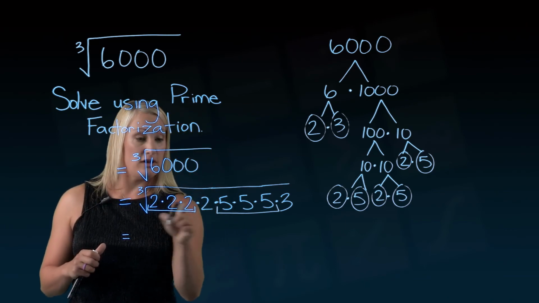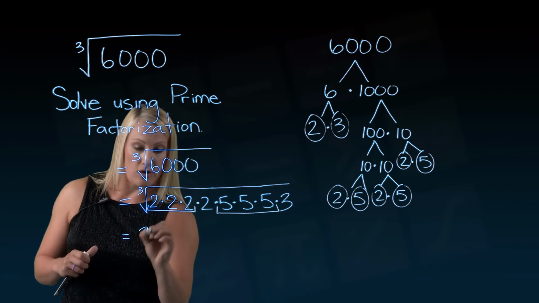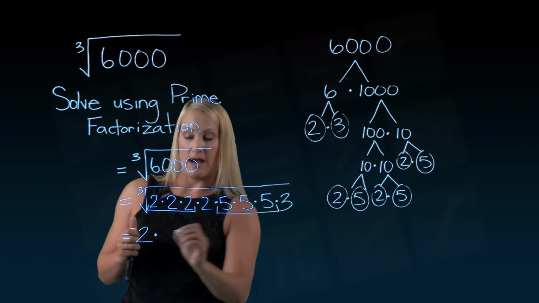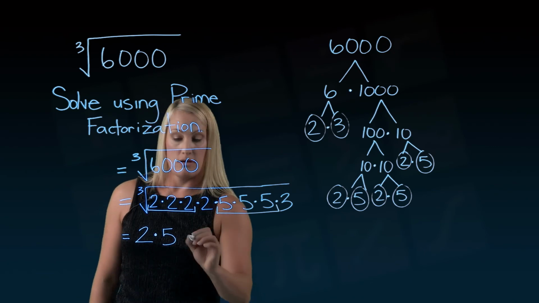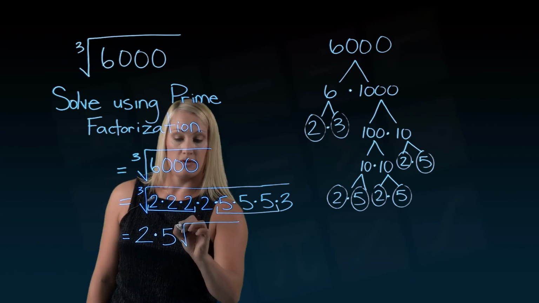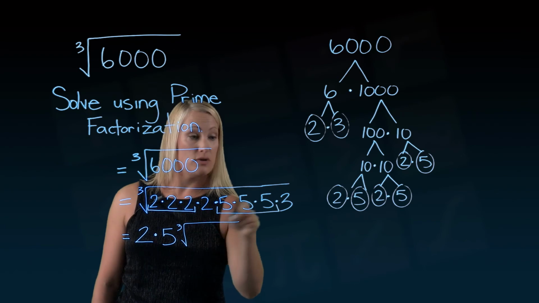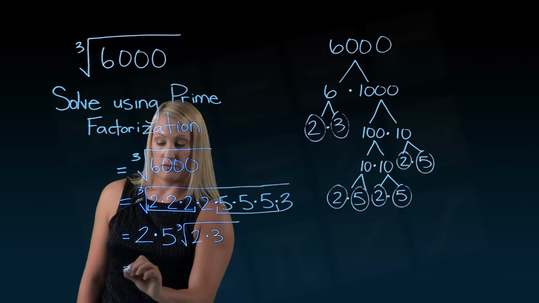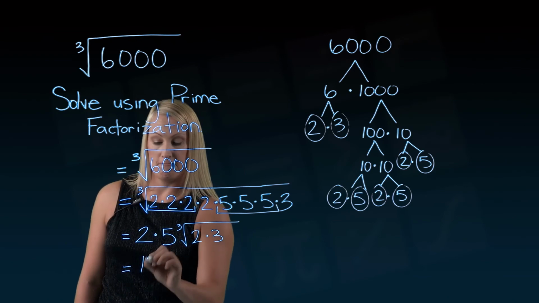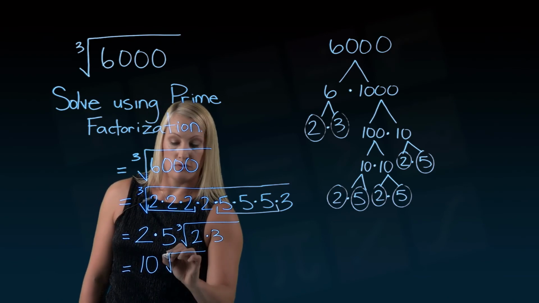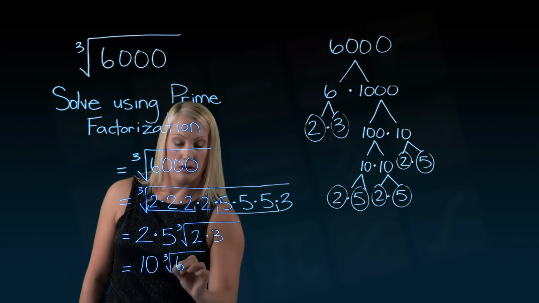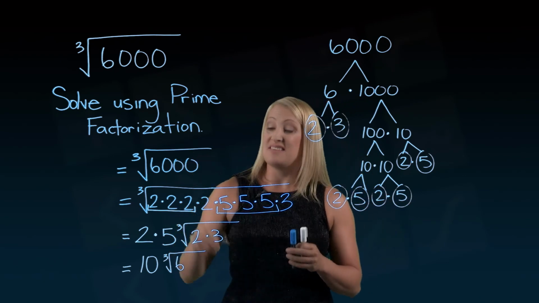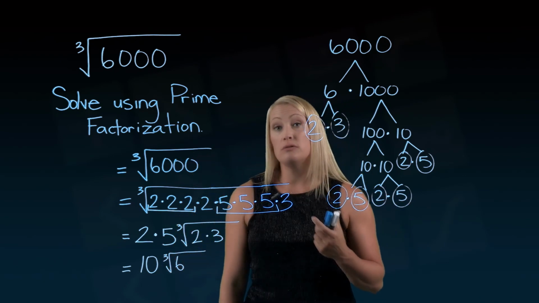So on the outside of this, those 3 2s represent one 2 on the outside, and those 3 5s represent one 5 on the outside. And under the cubed root sign, I still have a 2 and a 3. So let's finish that off for you. 2 times 5 is 10. And under the cubed root sign, we have 2 times 3, which is 6. So the cubed root of 6,000 is 10 cube root 6.